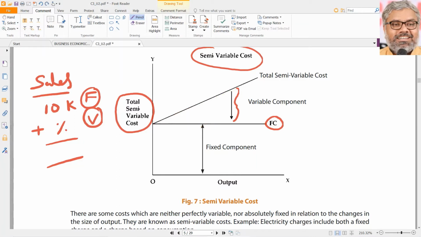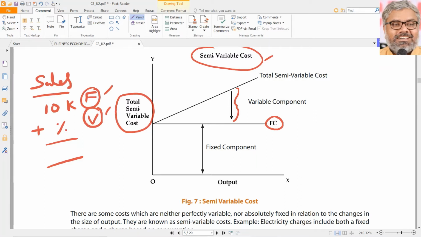So if the salesman achieves more sales, he will get more commission. He achieves less sales, he gets less commission. On the other side of it, company pays more commission when sales are more. Company pays less commission when sales are less. That is a variable component. But the salesman's total amount of emoluments that he receives, or the total cost that the company incurs by paying to the salesman, include both fixed component also and variable component also. So that is what we call as semi-variable cost. Okay, that is the total semi-variable cost.